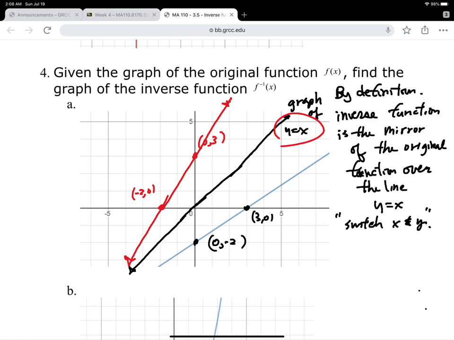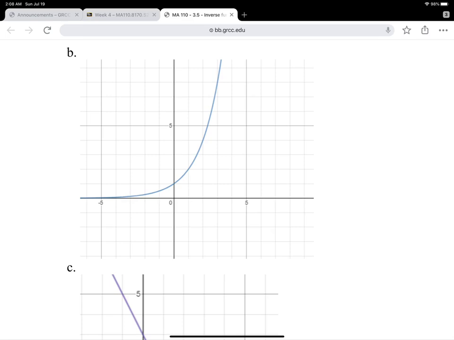Okay, next. This one's a little tougher, since part B is a curve, so let's go ahead and label some points. This right here is (0, 1). This is (1, 2), (2, 4), and (3, 8). Sorry, this is (3, 8), not (5, 8). And this is kind of like maybe (-1, 1/2) or so.